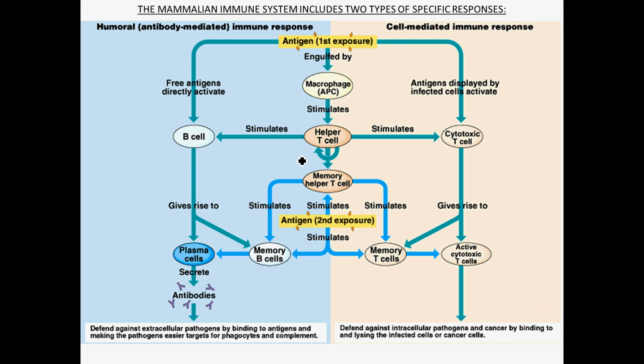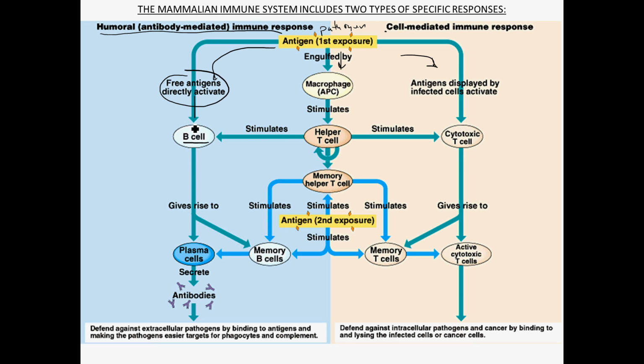So here's our roadmap, and we have this first exposure to the antigen or the pathogen. In a previous screencast we had looked at the cell-mediated response, but I want to go over here and look at this humoral or antibody-mediated immune response. So we have our pathogen on first exposure, and we looked already at this pathway and this pathway. We want to go over here. So there are these other lymphocytes called B cells that free antigens directly activate.